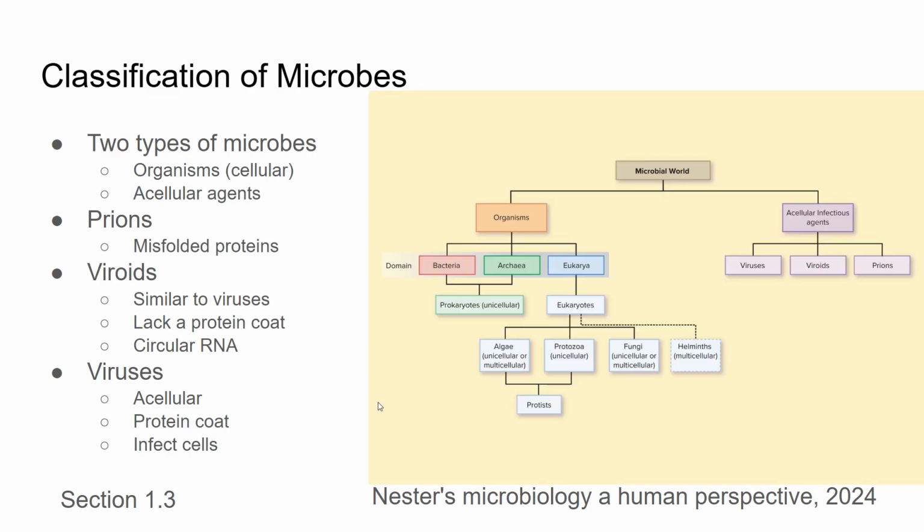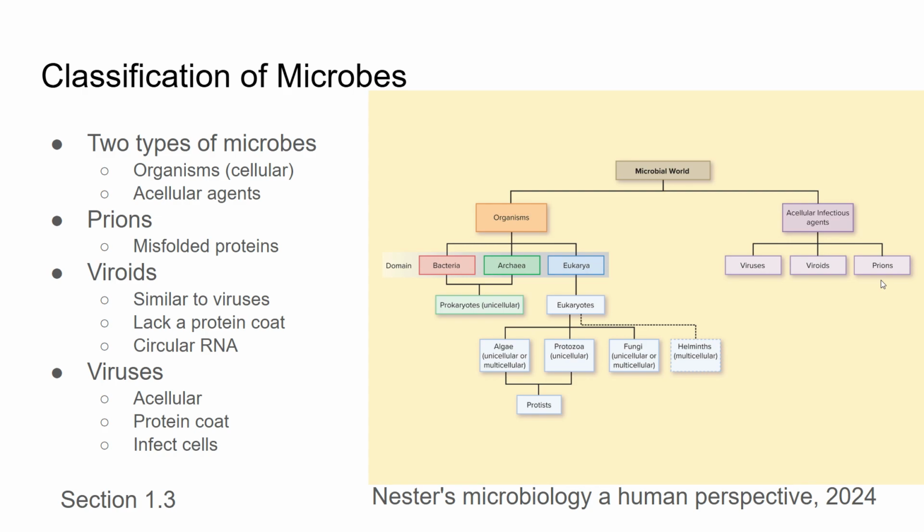So let's look at the different types of microbes. We have 2 major types of microbes that we're going to be looking at in this class. There's going to be the organisms and the acellular infectious agents. So organisms are going to be defined by having cells. The acellular agents are going to not have cells. They'll be acellular, as the name implies. So in the acellular infectious agents, we have 3 major types. We have prions, viroids, and viruses.